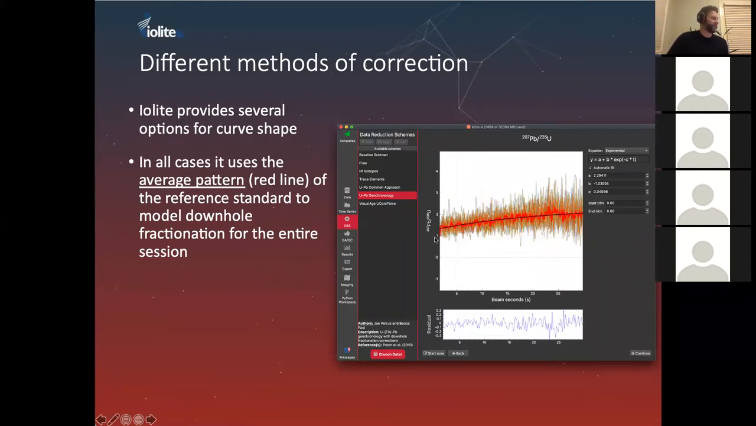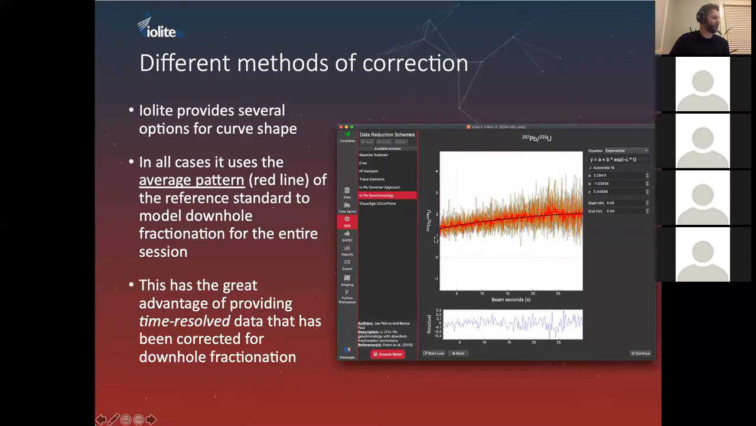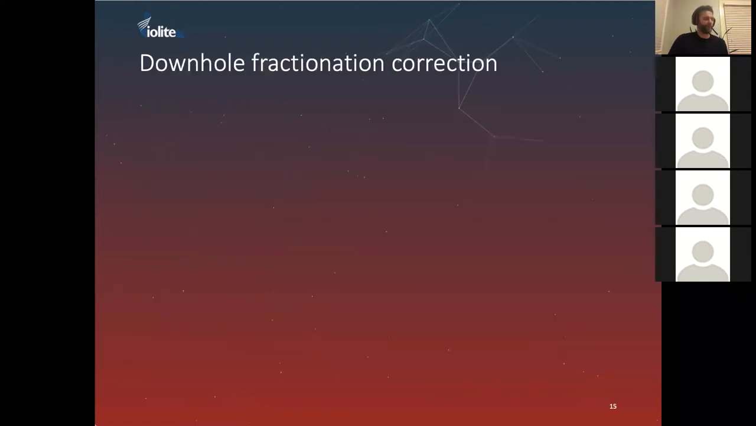And then it will apply a model to that, and that's the model that will be used to correct your data. And as I mentioned, this has the effect of maintaining this time resolution because, you know, the whole point of laser ablation is that time is actually a proxy for position. And that might be different positions within zones of your zircons or whatever mineral you're measuring.